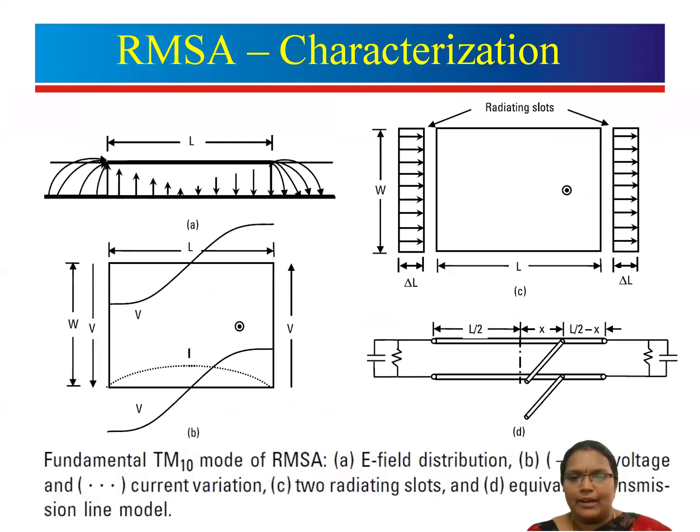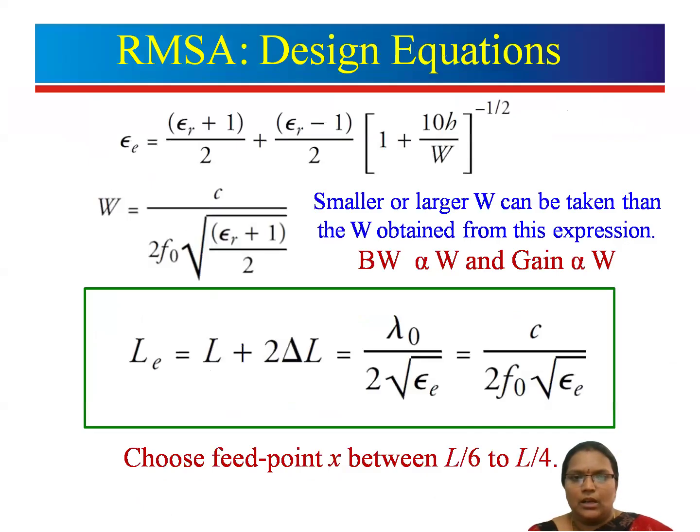This is the equivalent transmission line circuit diagram of the patch antenna. Coming to the design equations, the effective dielectric constant is given by (epsilon r plus 1)/2 plus (epsilon r minus 1)/2 into (1 plus 10h/W) to the power minus 1/2. And W is the width of the rectangular patch antenna, which is equal to C by 2 f naught root of (epsilon r plus 1)/2.